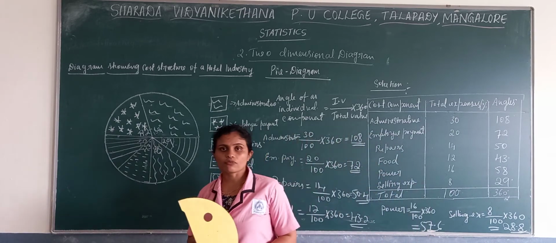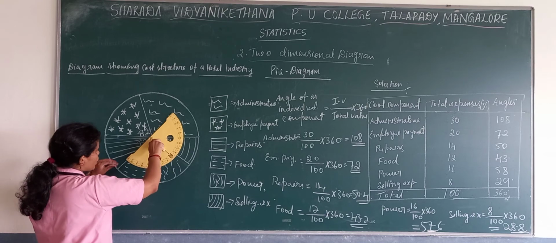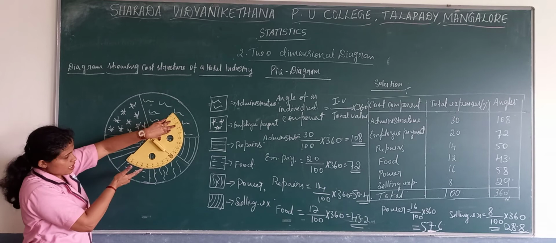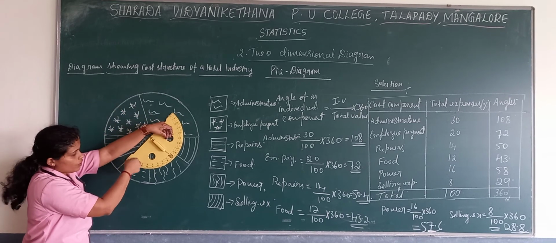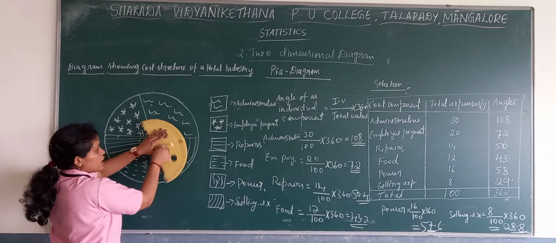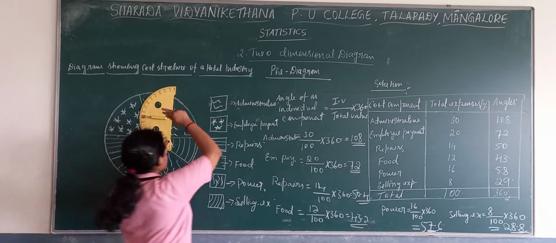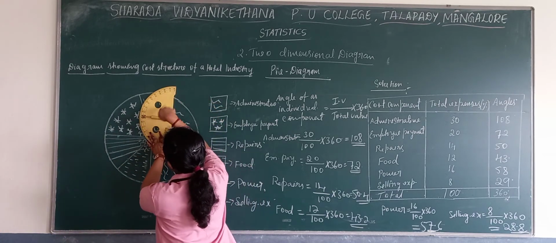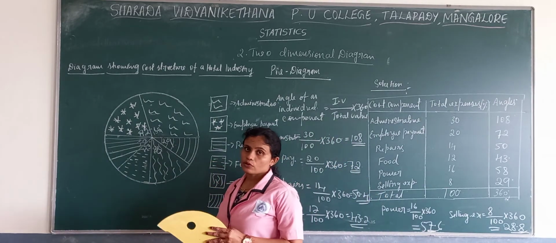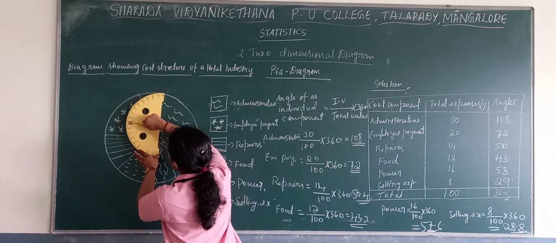So one thing you have to remember: when you keep the angle, you have to move from your right hand side. This is our right hand side, this is left. We have to move like this. When we keep it like this, this is right. So you have to come from your right hand side. If you go through the left hand side, you will get everything wrong.